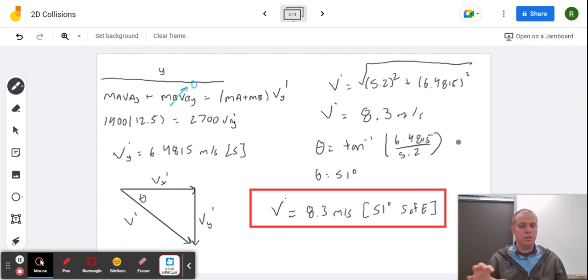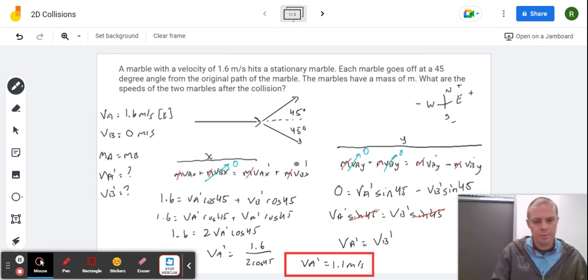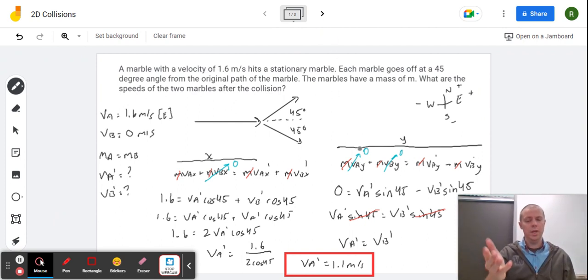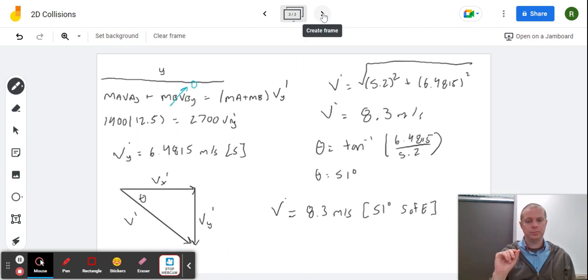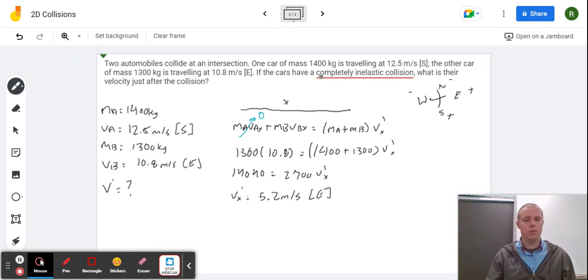So that shows how we can use two-dimensional vectors to solve a problem with perfectly inelastic collisions. Sometimes you're going to have to rearrange equations and put one equation into the other, which is the case that we had to do in question 1. Other times you are going to find Vx and Vy separately, and then you are going to assemble them into a vector.